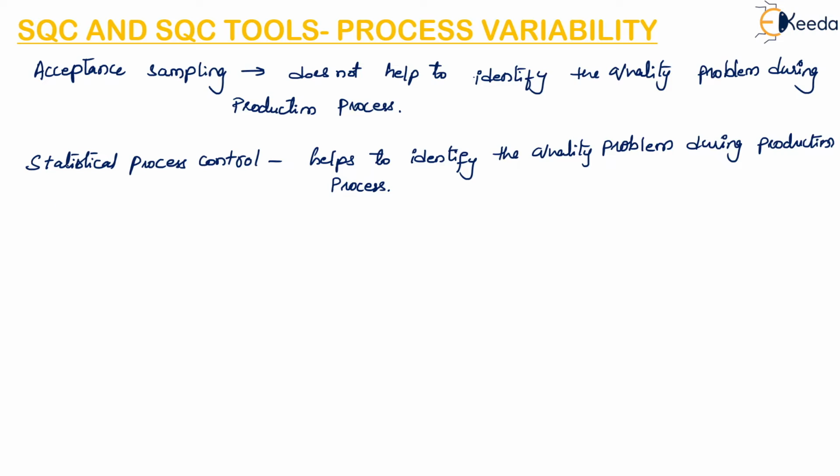So all these three, that is statistical process control, descriptive statistics and acceptance sampling, are helpful in measuring and evaluating the quality of the product or services. But statistical process control tools are used most frequently because they identify the quality problems during the production process.